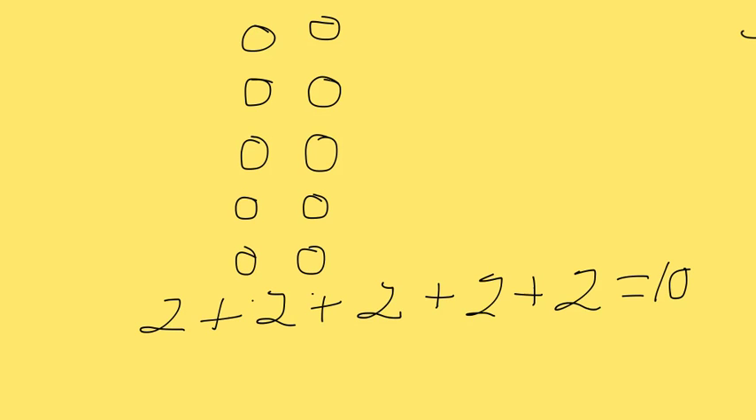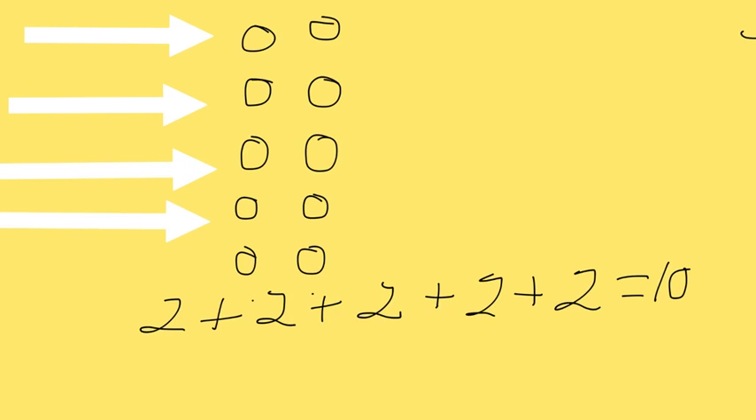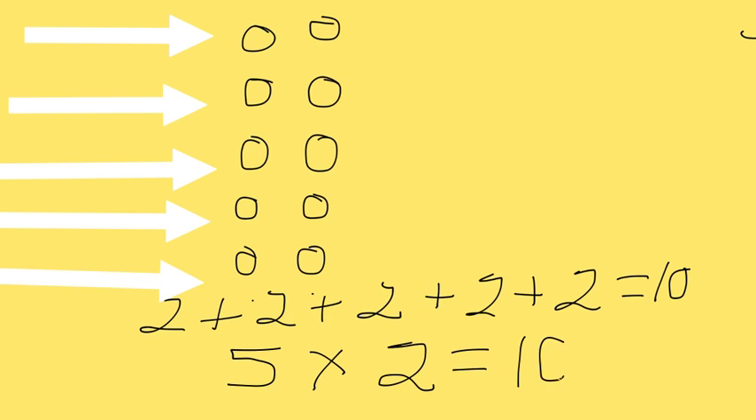If I want to make a multiplication sentence out of this, remember, we're going to go back and count the number of rows. And I see 1, 2, 3, 4, 5. So my multiplication sentence would start with 5 for 5 rows times 2 circles in each row equals 10.